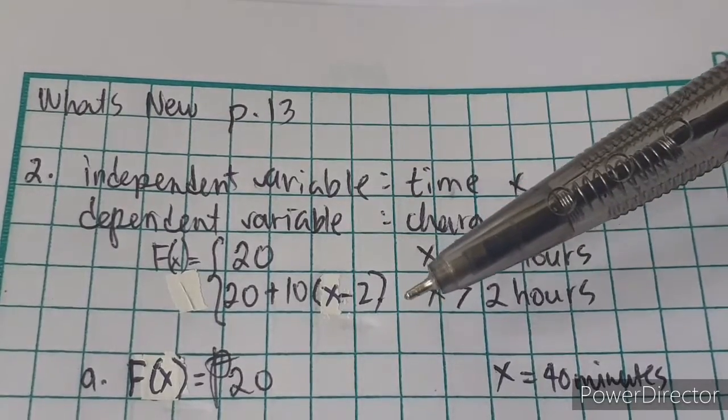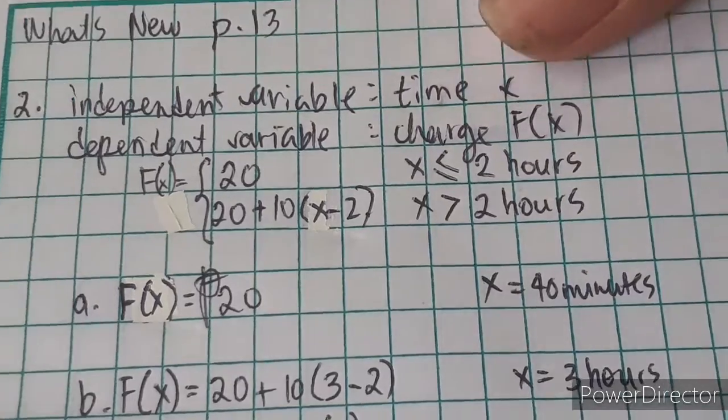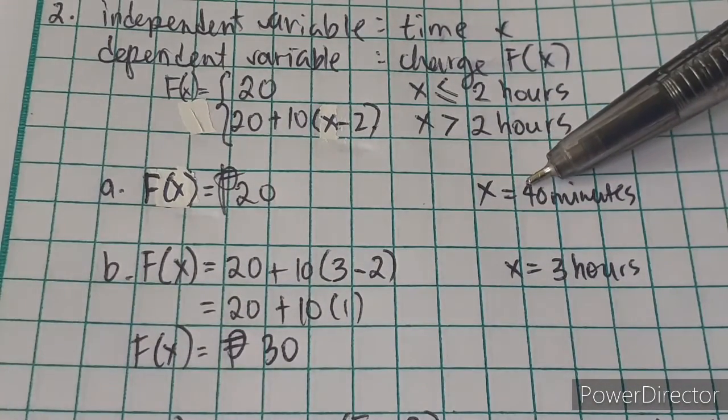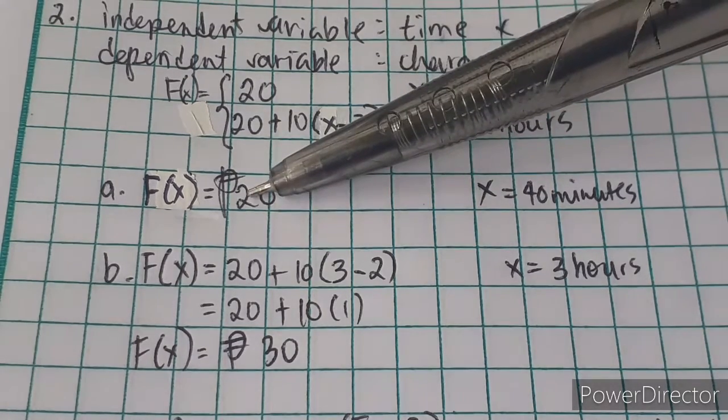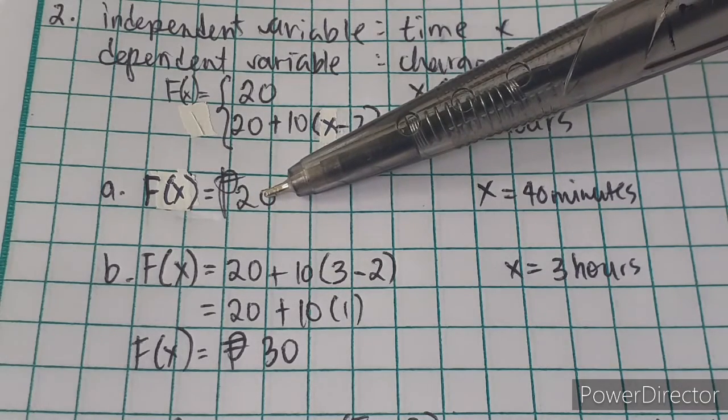So if you use their computers for 40 minutes, so easy. You no longer need to compute. It's less than 2 hours. So therefore you pay 20. f of x is equal to 20.